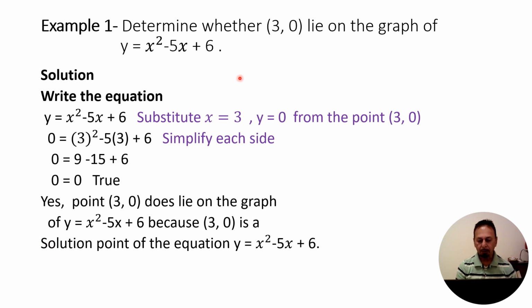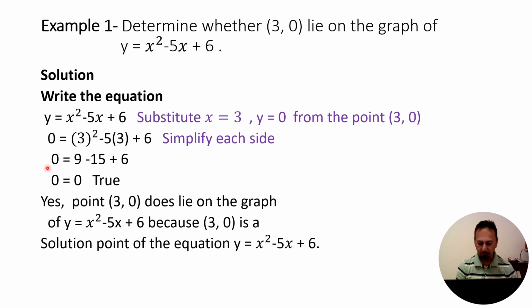Example 1. Determine whether (3, 0) lies on the graph of y equals x squared minus 5x plus 6. So let's write down the equation y equals x squared minus 5x plus 6, and substitute x equal to 3 and y equal to 0 from this point (3, 0). So this equation becomes 0 equals 3 squared minus 5 times 3 plus 6. Let's simplify each side.